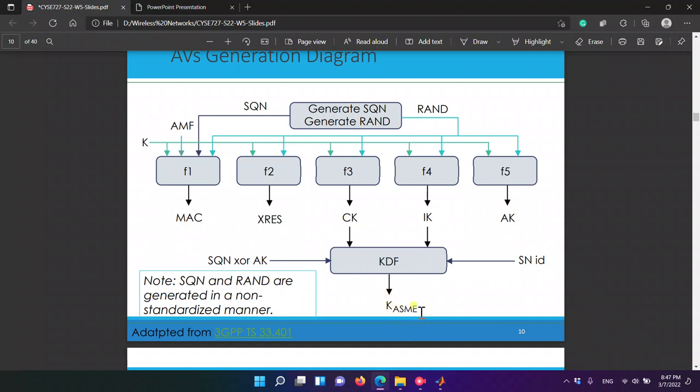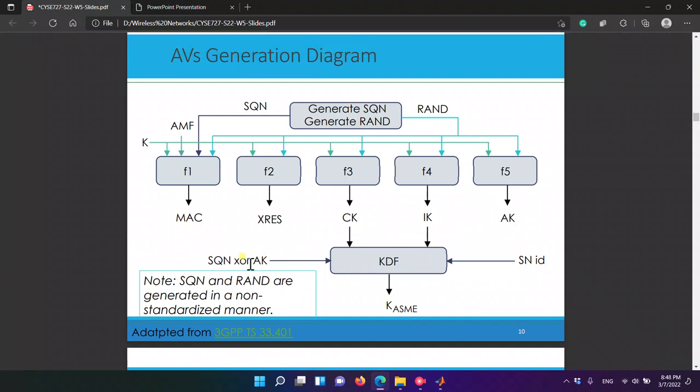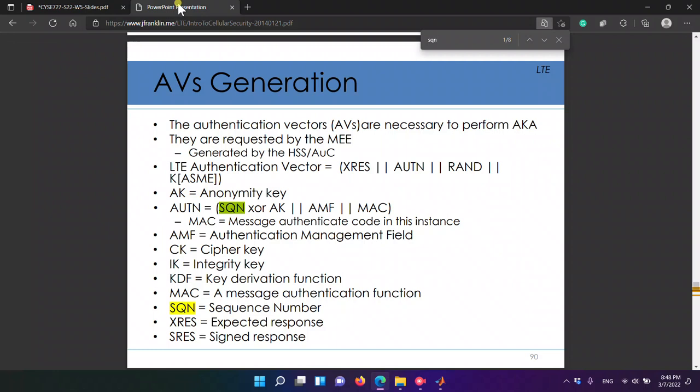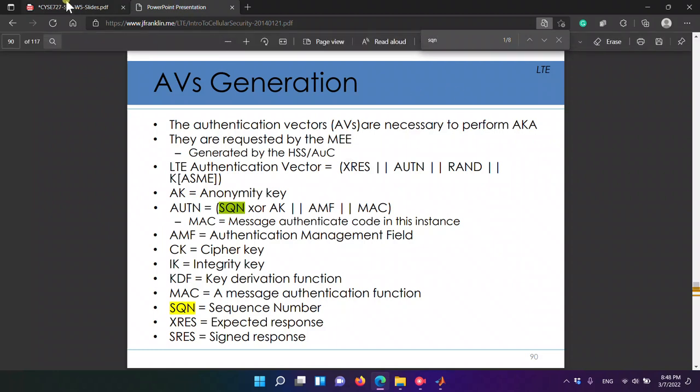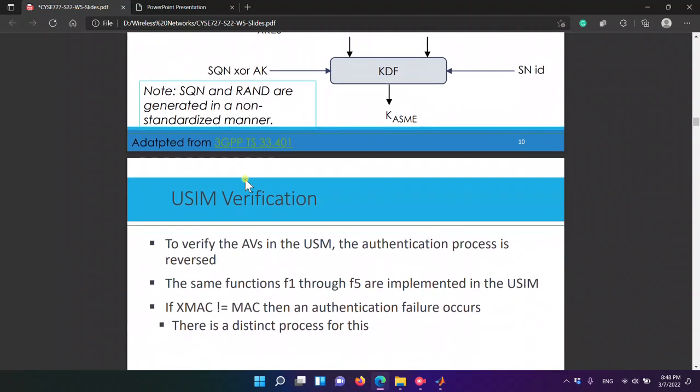Let's say this is the master key, okay? I don't know what ASME is. But also we have to use the sequence XOR the anonymity key. So 1, 2, 3 keys, and the fourth key is XORed with the sequence, all generate a master key. Let's say this is the master key. And they also use the server network ID. Server network ID, right? It's the server network ID, that's what I remember.